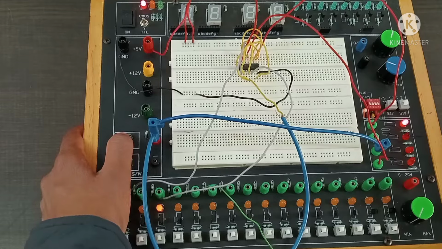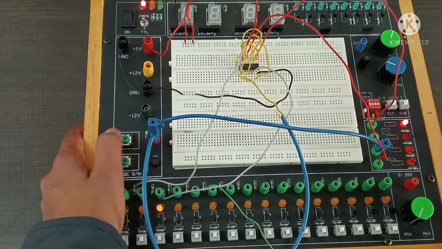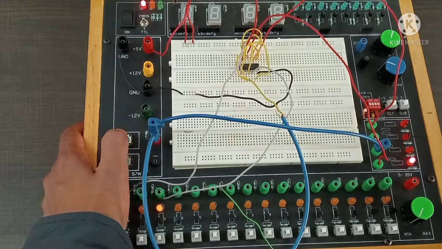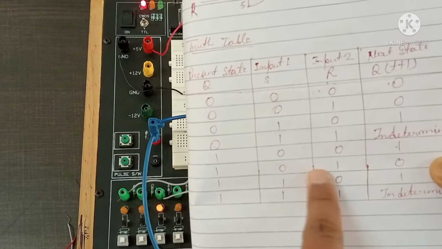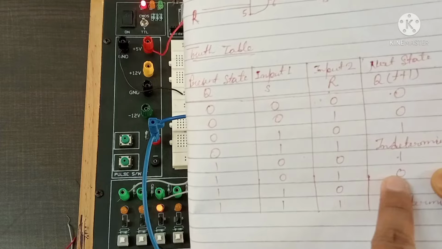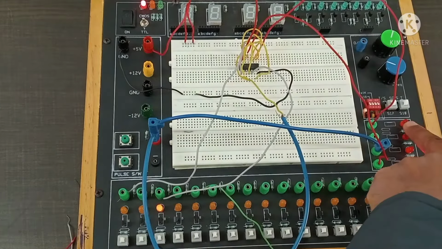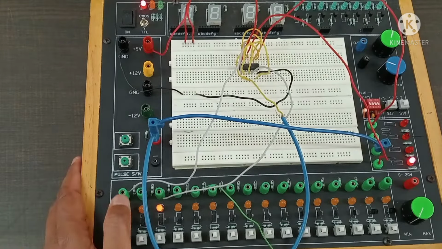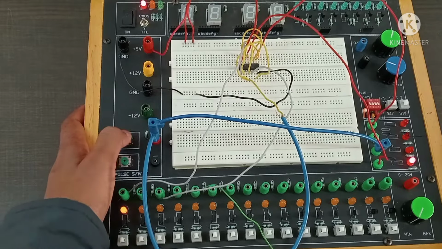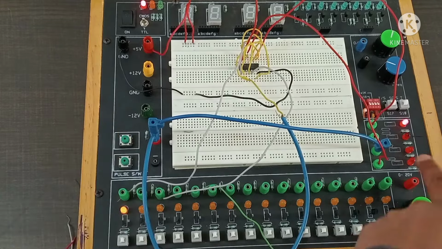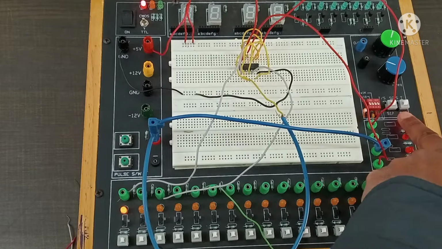If I press this clock, you can see that when S is 0 and R is 1, the output becomes 0. That's why it became 0. Then for 1 0, meaning I have given S 1 and R 0, then press clock. Now you can see when I gave clock, it changed here.